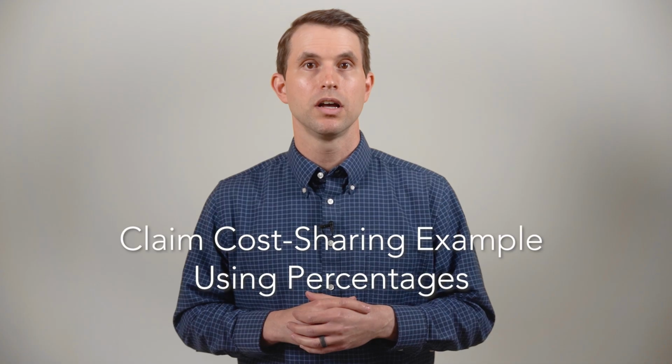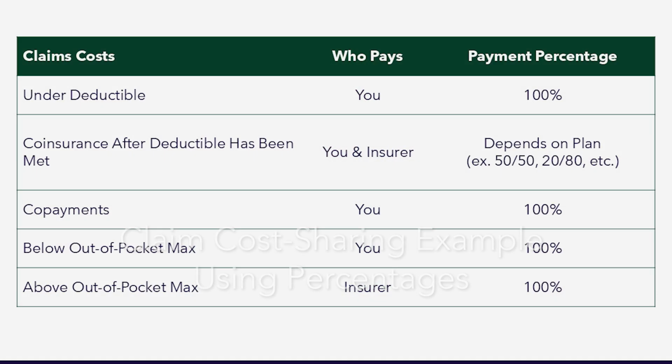Let's talk about who pays for specific claim costs. Costs incurred before the deductible has been met are 100% paid by you. After the deductible has been met, you'll split claim costs with the insurer. This split, called coinsurance, will be defined in the plan and is typically expressed as a percentage. For example, 80-20 coinsurance means the insurer will pay 80% of the claim costs after the deductible, and you'll pay the remaining 20%. If you incur any co-payments, then you'll pay 100% of those.